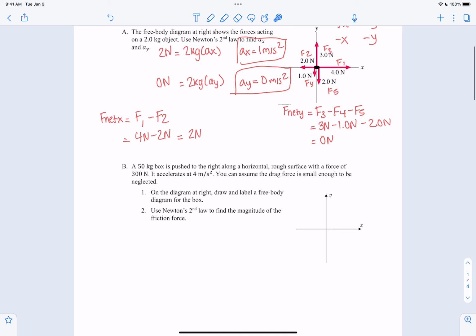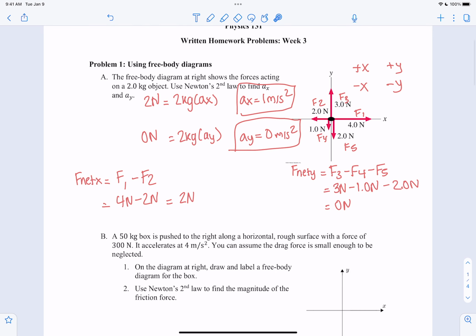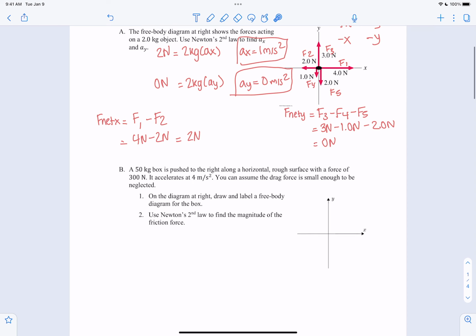If everyone is okay, we can go ahead and move on to part B. Sound good? Everyone ready? Yes? Okay.